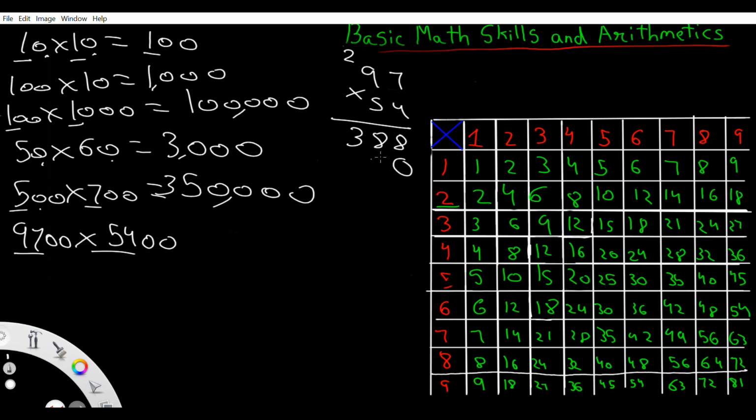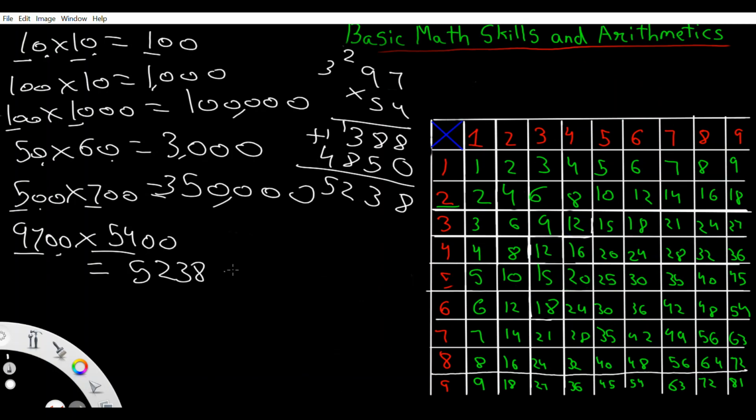And 5 times 7 is 35, so 5 here and 3 here. 5 times 9 is 45, 45 plus 3 is 48, so we're at 48 here, and now we add these values. This is 8, this becomes 8 plus 5 is 13, so you carry the 1. 8 plus 3 plus 1 is 12, 2 here, 1 here, which is 5238. So you write 5238 here, and then we add the 4 zeros to it. So the answer is 52,380,000.